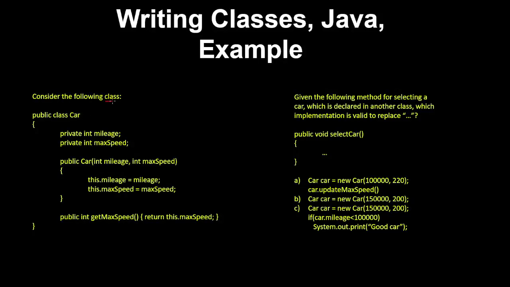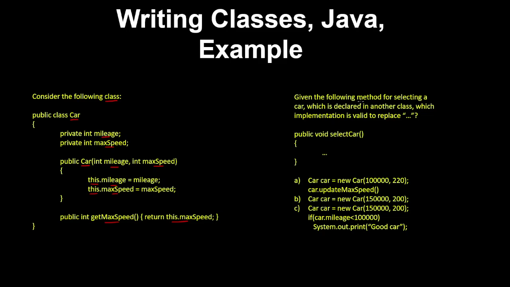Consider the following class for a car, and we have two instance variables declared as private. So these are the mileage and maximum speed of the car. And we have a constructor which has the same name as the class, which is parameterized. So it takes in a mileage and a maximum speed and sets those values for the instance variables using the this keyword. And we have an accessor method to get the maximum speed for this object.